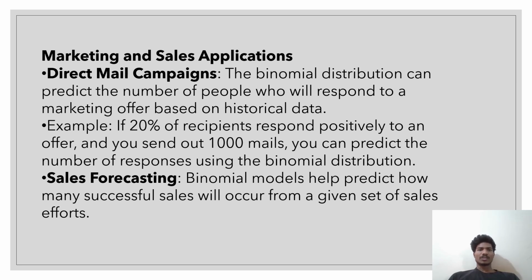Marketing and sales applications, direct mail campaigns. The binomial distribution can predict the number of people who will respond to a marketing offer based on historical data. Example: if 20% of recipients respond positively to an offer and you send out 1,000 mails, you can predict the number of responses using the binomial distribution. Sales forecasting: binomial models help predict how many successful sales will occur from a given set of sales efforts.